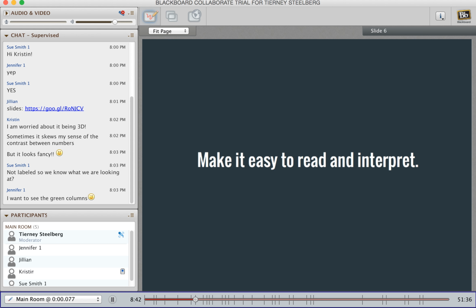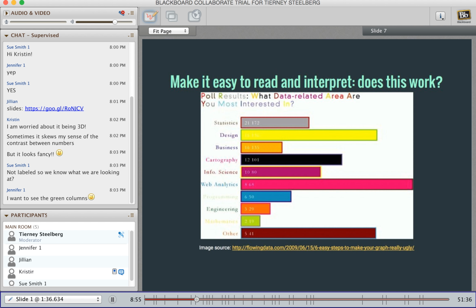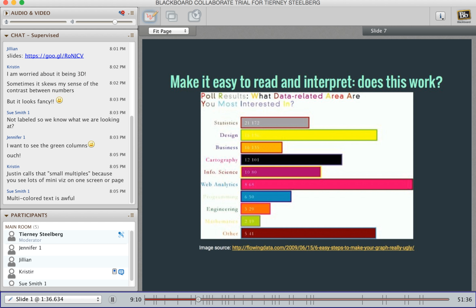The next rule of thumb is, make it easy to read and interpret. There are a number of things you can do to help your readers out. Do you think this bar chart, which shows results from a poll, is easy to read and interpret? Why or why not? Let us know in the chat. Jennifer says, ouch. Kristen says, Justin calls that small multiples because we see lots of mini-bids on one screen page. Great point.